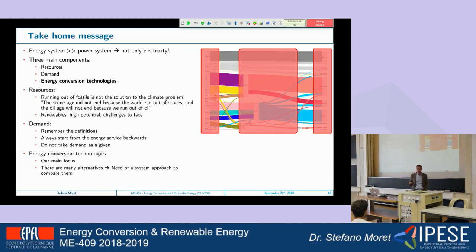About the resources, as I said, it is not by lack of resources that we will get to the energy transition. We need to phase out fossils due to climate change, and we need to exploit the huge potential of renewables that is today not yet exploited. And we need to do it fast, because as Francois said, the amount of events linked to climate change is going even faster than expected. And when you think about the demand, always start analyzing the energy service backwards. Start from the energy service and do not take demand as a given.